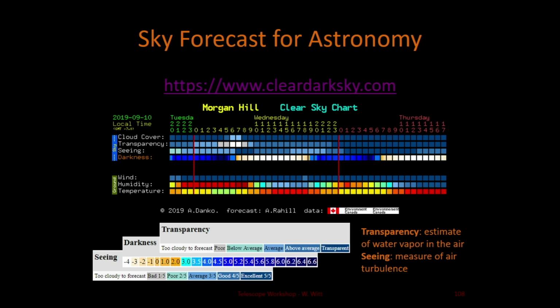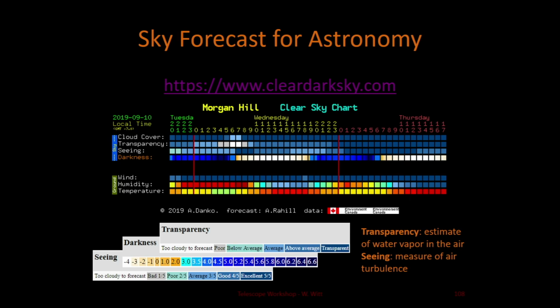What is transparency? Transparency really means an estimate of the amount of water vapor in the air. As we talked about, if there's a lot of moisture, that will affect your viewing conditions. So transparency talks about how good a clarity you can expect in the air. If it's white, that's not going to be very transparent, but it should be a darker color.